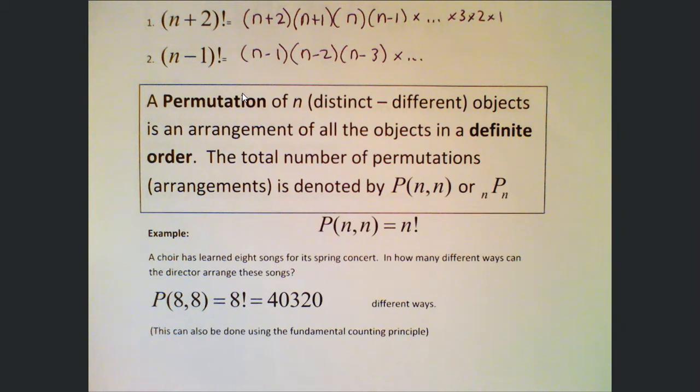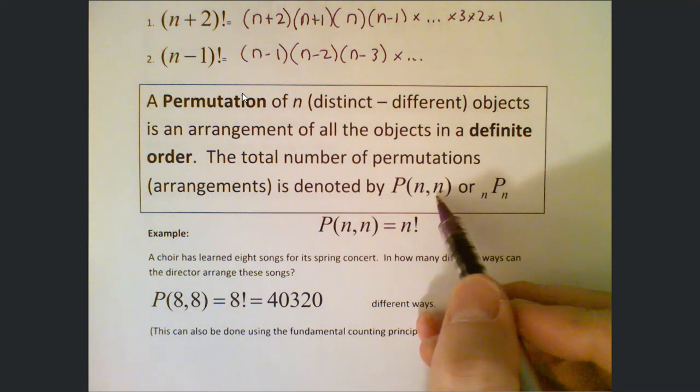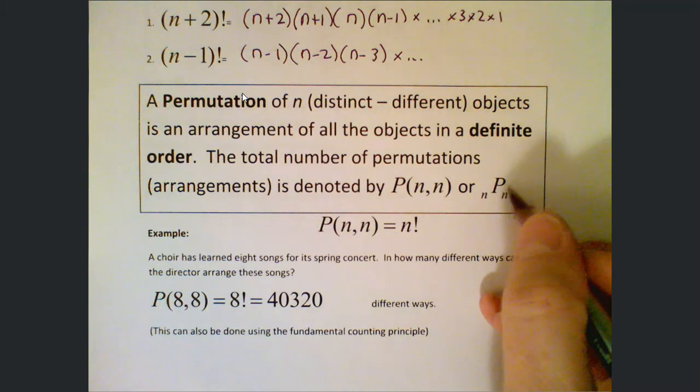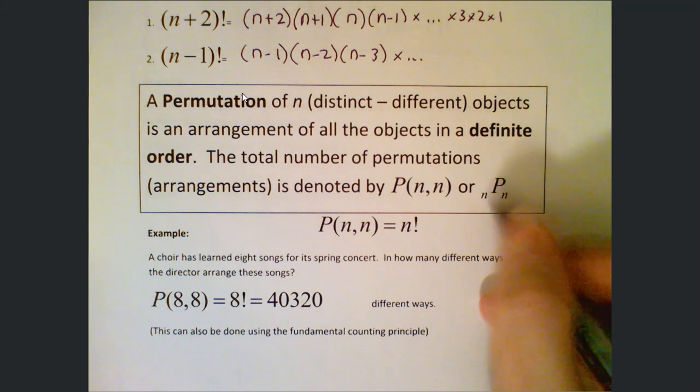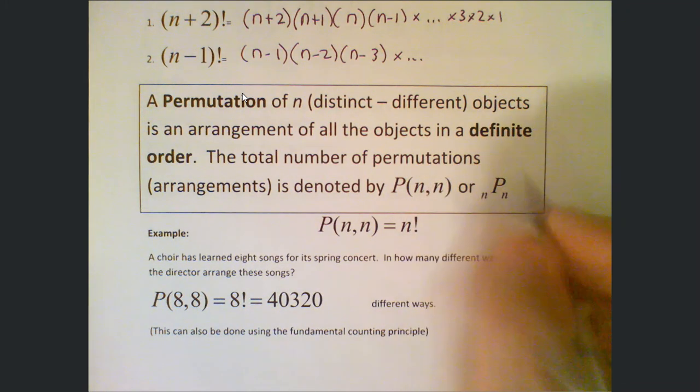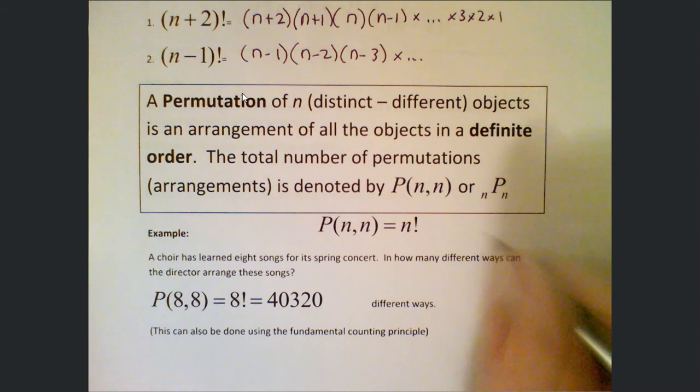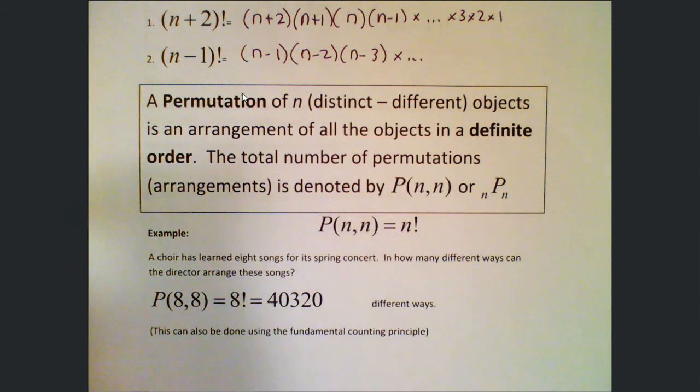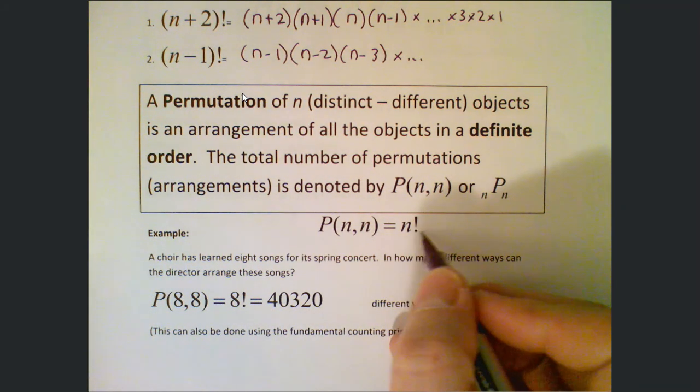A permutation of n distinct different objects is an arrangement of all the objects in a definite order. The total number of permutations or arrangements is denoted by, there's two ways of writing it. You'll often see it as P(n, n), or nPn. This is the way usually it shows up on your calculator. Sometimes it shows up this way. And let's say we have 8 objects, how many permutations of those objects are there? Meaning, if we have 8 of them, and I want to take all 8 of them and arrange them in some specific order, there would be 8 factorial ways of doing that.